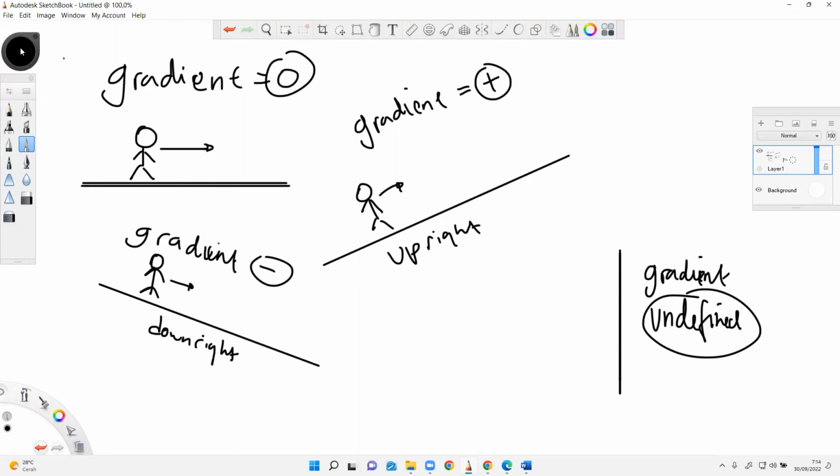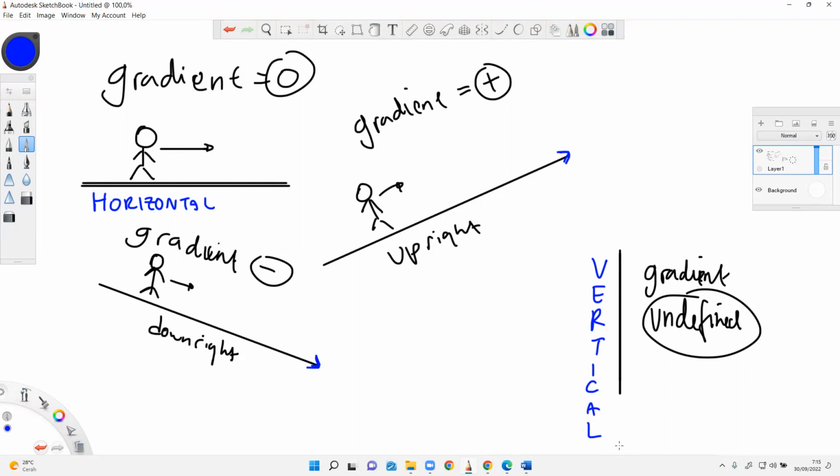Okay, so we know that the gradient of a horizontal line is 0. If going down right, it is negative. If going upright, it is positive. If going down like this, a vertical line, you will fall. So it is undefined. That's the way I usually teach others.